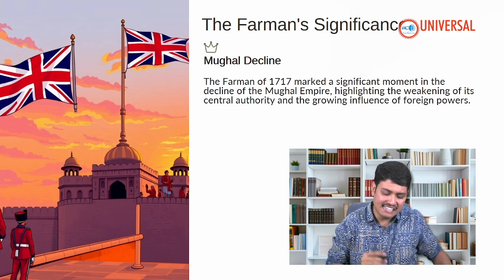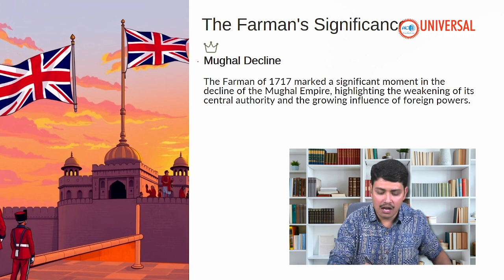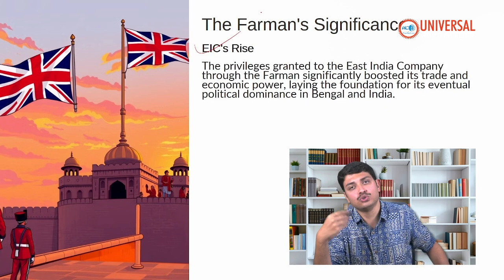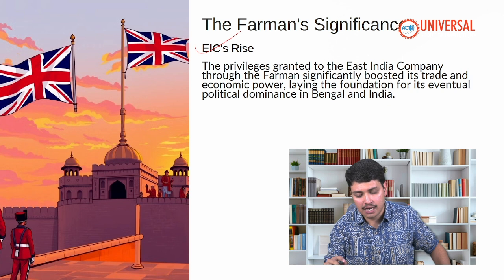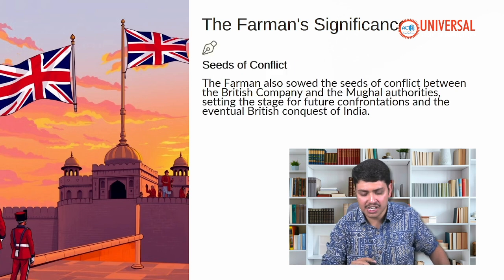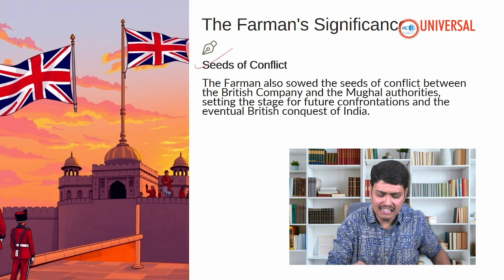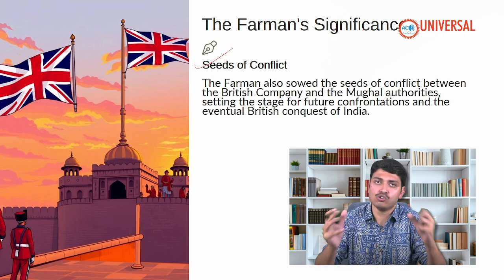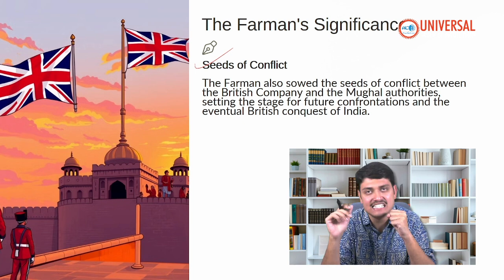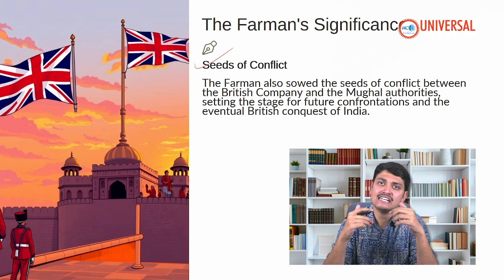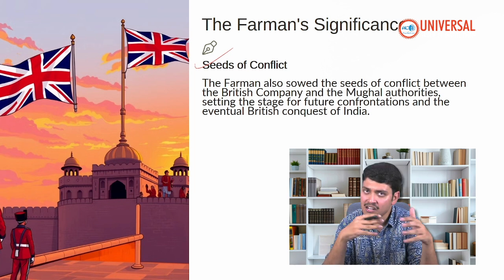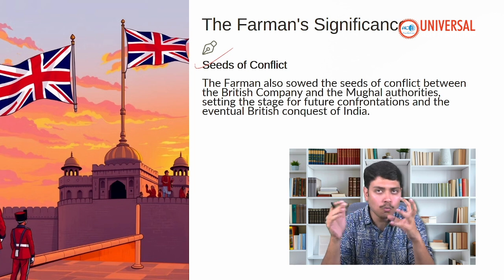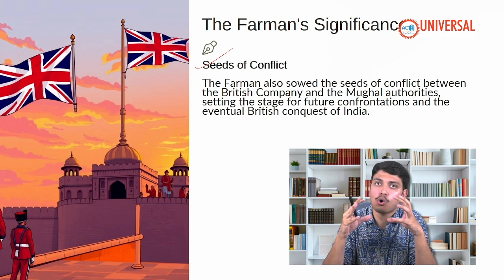So the Farman's significance, we are repeating. It indicated the decline of the Mughals. It also indicated a gradual emergence of the English East India Company in South Asia, not just in Bengal. And it also exposed the internal fragility of Indian society, the mismatches amongst Indians, the conflicts between different nobles of the Mughal court. It exposed all these things.